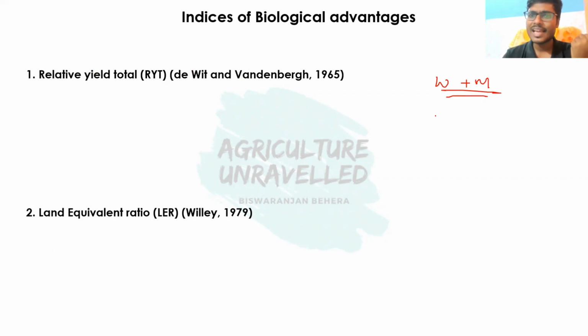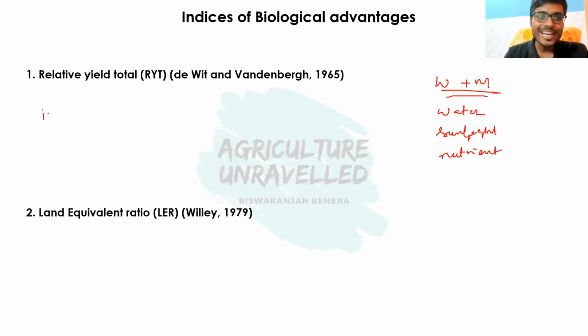So there are some resources like water, sunlight, nutrients. Is there any competition between these two crops for their resources? Are they utilizing the resources fully, are they sharing their resources, or is one dominant and one suppressed, with one utilizing all the resources and the other not getting any? Those things will be indicated by this relative yield total. It means the relative yield total indicates the extent of resource use between two crops.